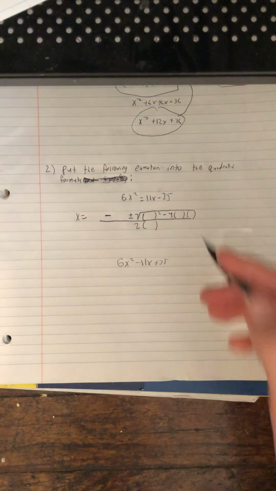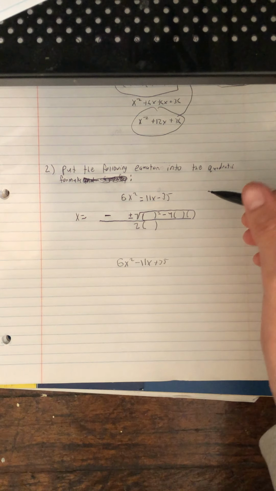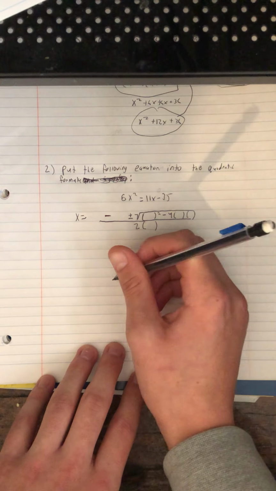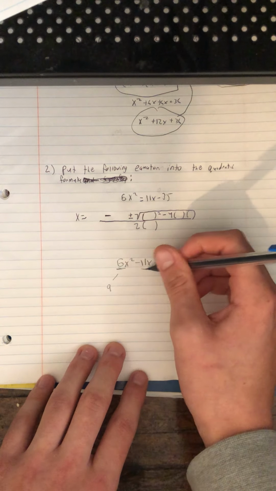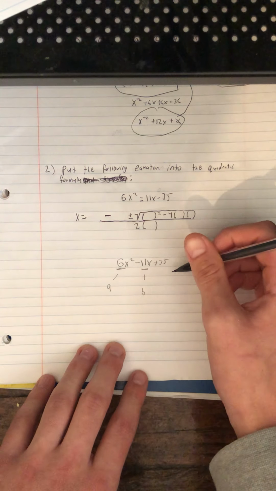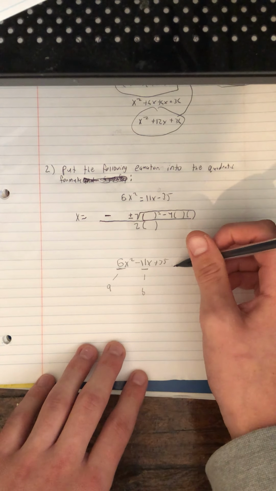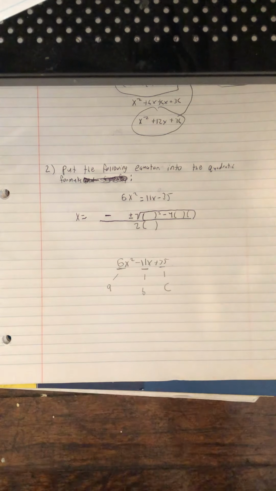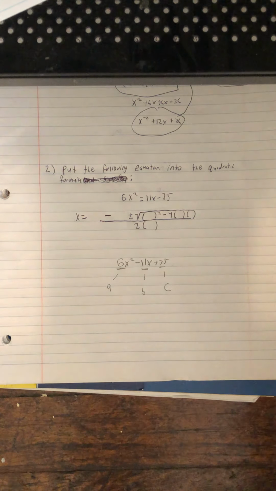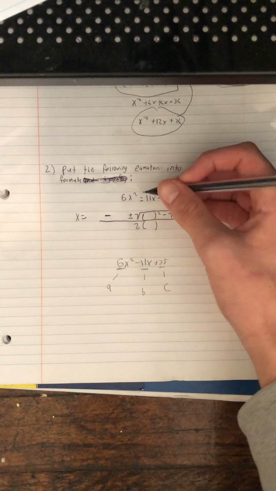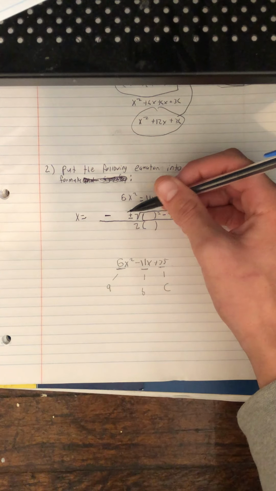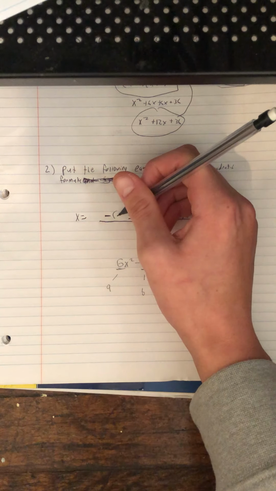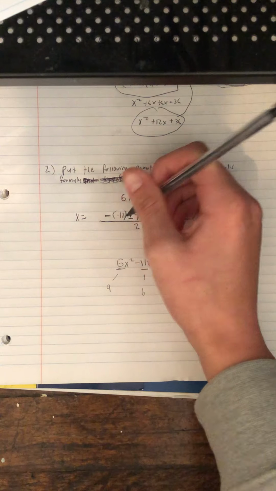Now for the quadratic formula, which I've already written out right here, we know that this represents our a value, this represents our b value, and this represents our c value. So, knowing that information, we know that it's negative b. Okay, so what's our b value? 11, negative 11. So we're going to put that in parentheses because of that negative.